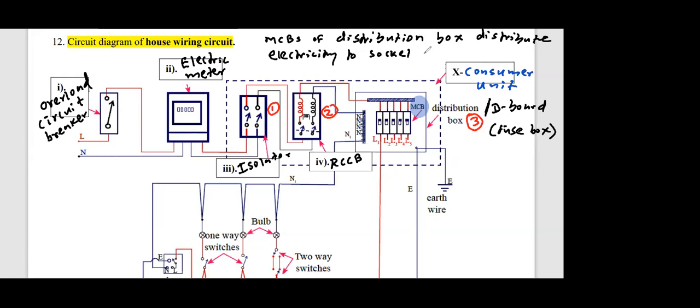Socket. Sockets means plug points, and lamps or lamp circuits. So you can write this separately at the bottom. So MCB: MCBs of the distribution box distribute electricity to the branch circuits, which consist of sockets and lamps. Right, next one.